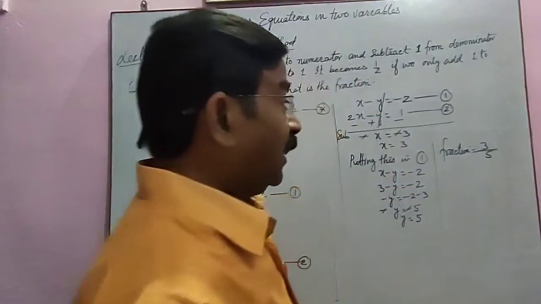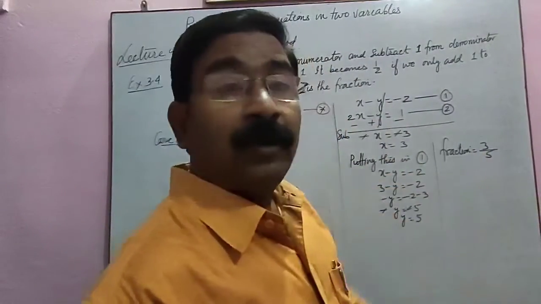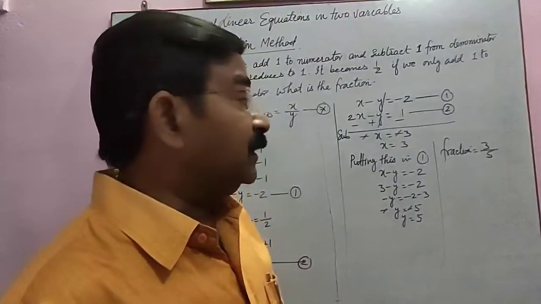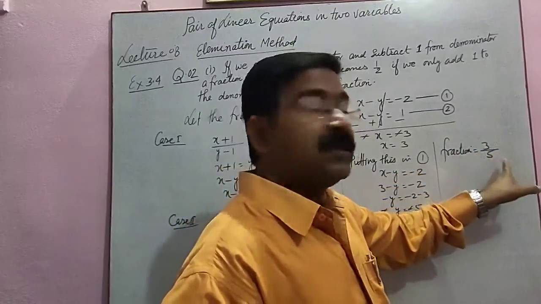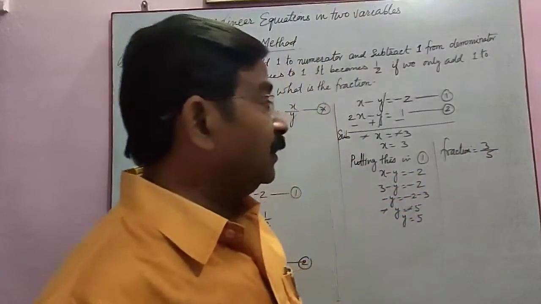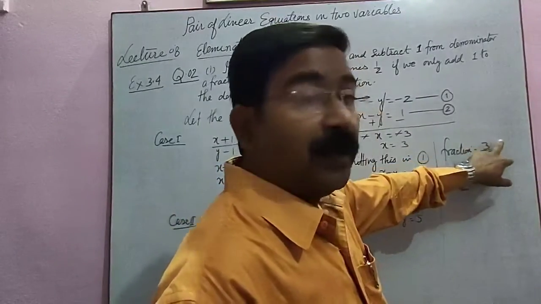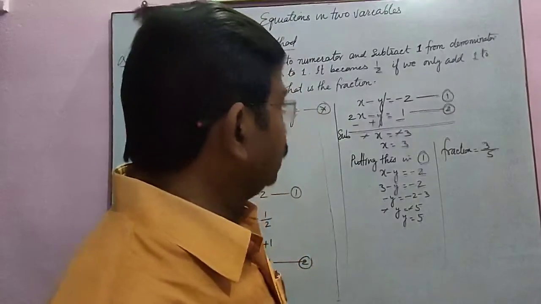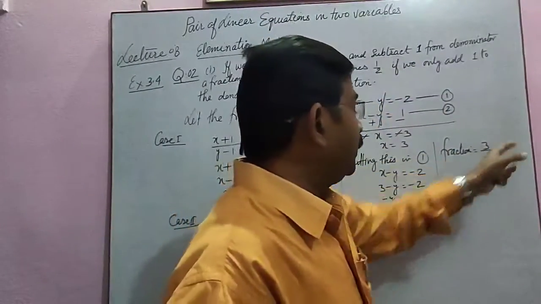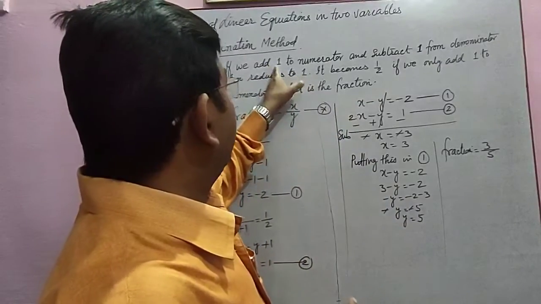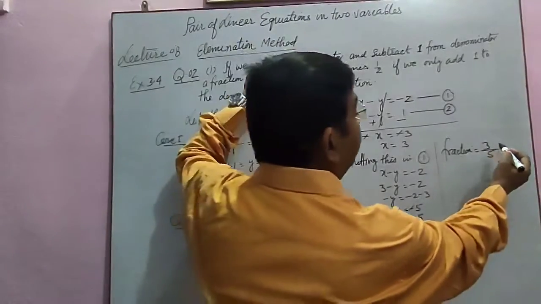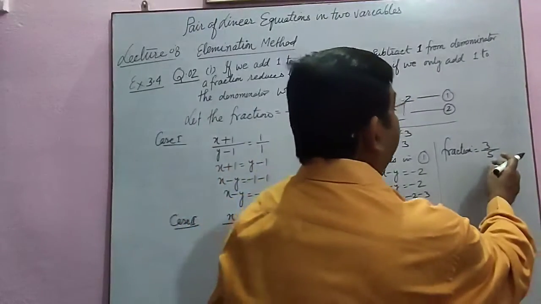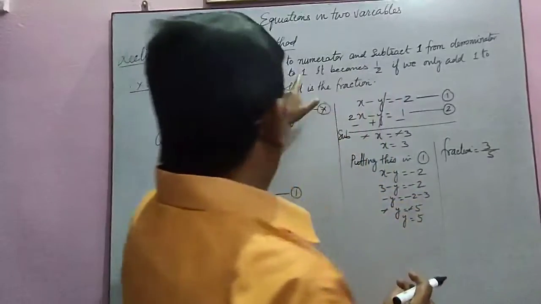What I told? I told the checkpoints. The fraction will be in standard form, that is, the numerator is always less than the denominator and both numerator and denominator are co-prime numbers. If you want to check your answer, set the condition here. What is given? If we add 1 to the numerator, it becomes 4. Subtract 1 from the denominator, it becomes 4. 4 upon 4 is 1.